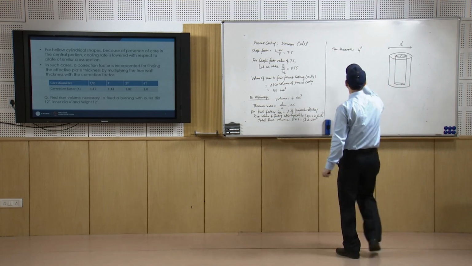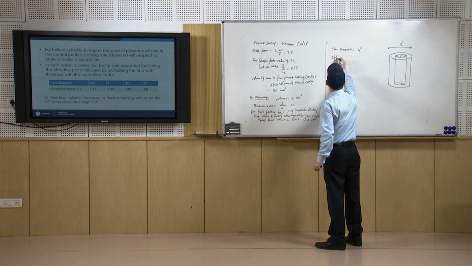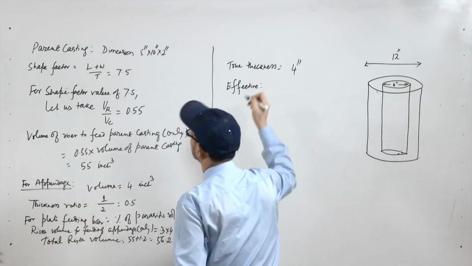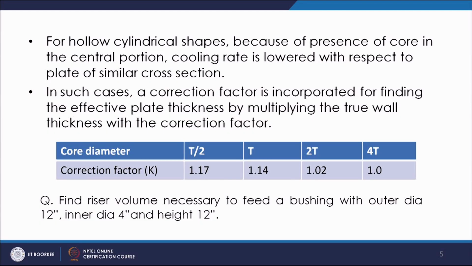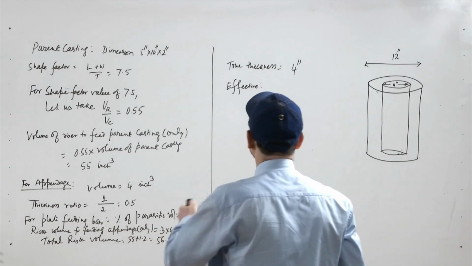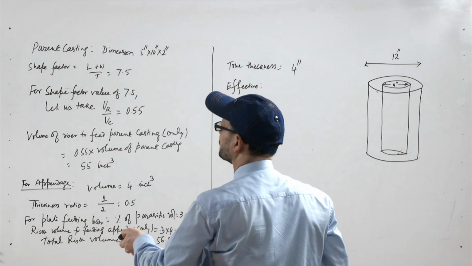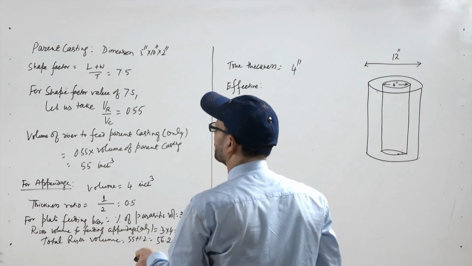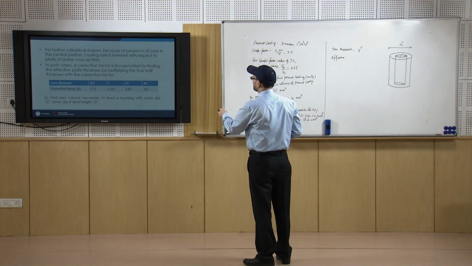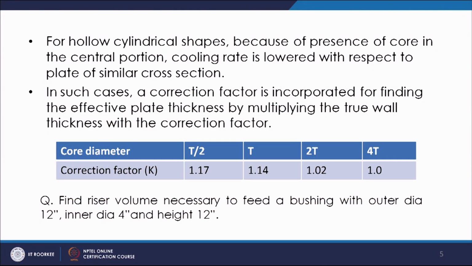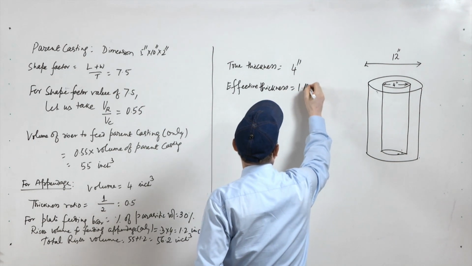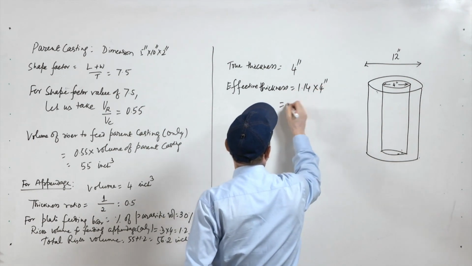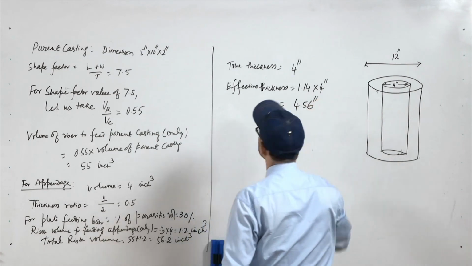So, for effective thickness, we look at the function between core diameter and the thickness. From the table, core diameter is 4 inch and your thickness is also 4 inch. So, when the core diameter is equal to T, your correction factor is 1.14. So, effective thickness becomes 1.14 times 4 inch, which is 4.56 inch.